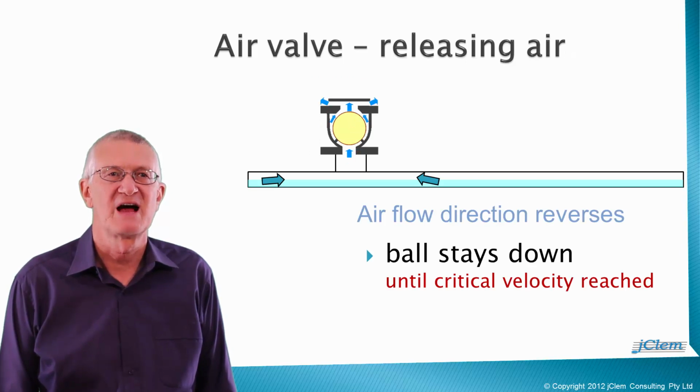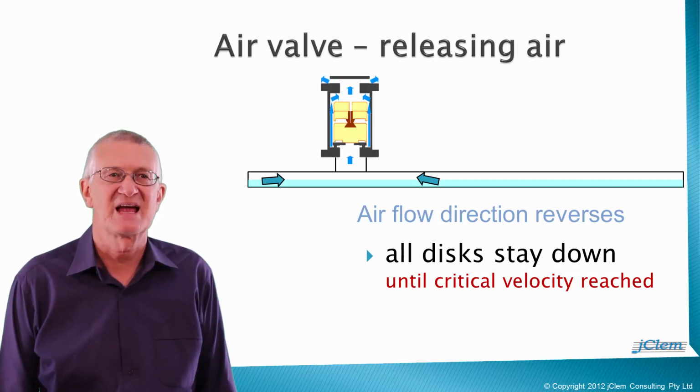When a normal air valve experiences reversal in the direction of the airflow, that is, surge heads and water velocities in the pipeline have reversed, and the valve starts to release air, the ball stays down until the critical air velocity is reached. Multiple disc air valves behave similarly. In this mode, all discs stay down until the critical air velocity is reached.